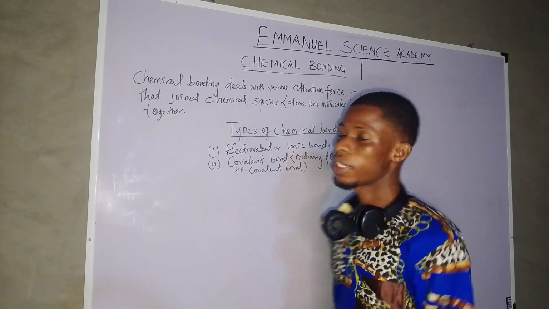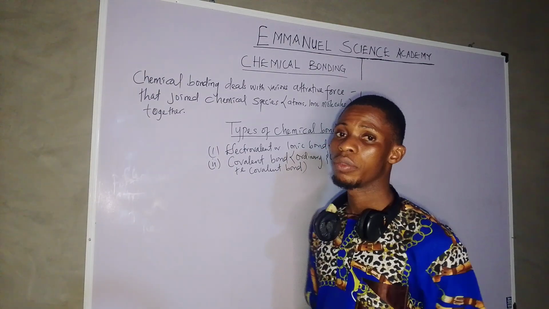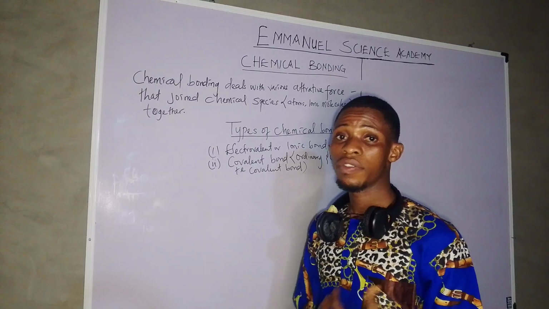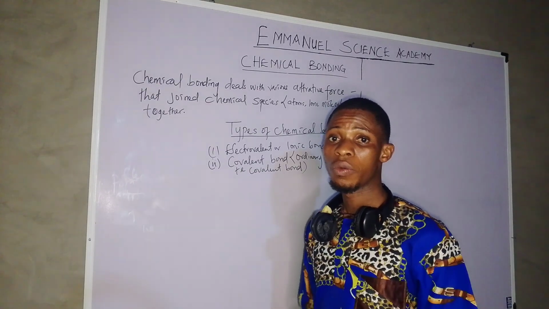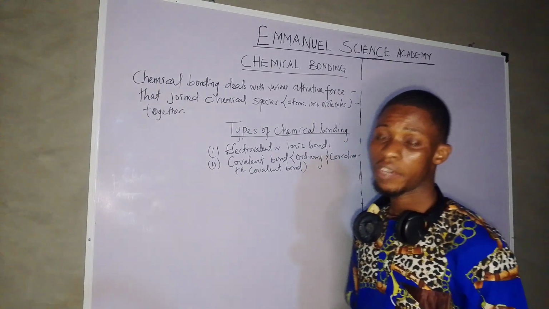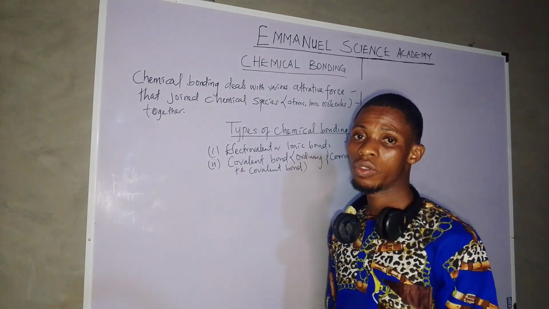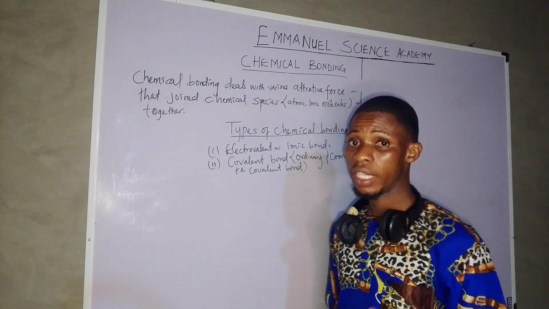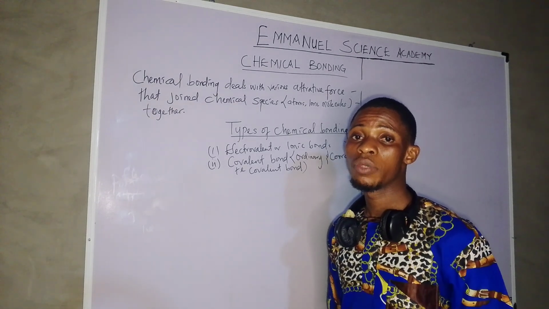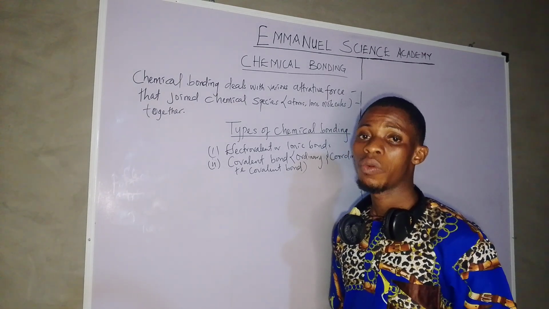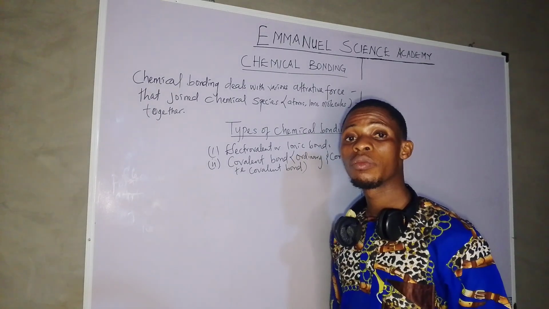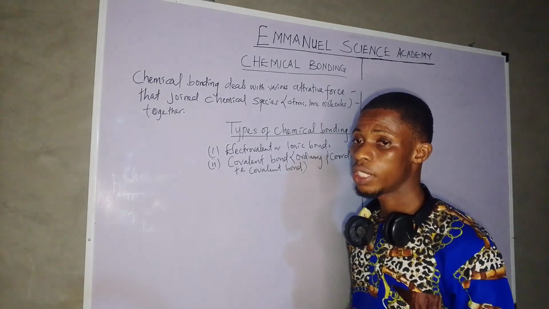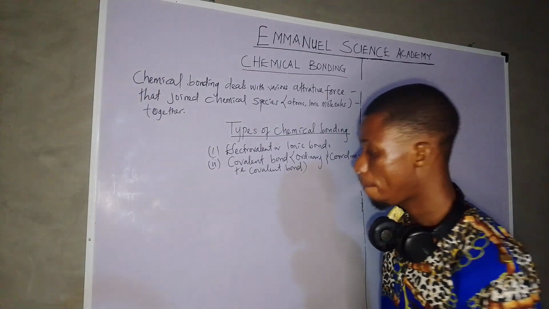So, what is an electrovalent or ionic bond? An electrovalent bond is the transfer of electron from what? From a less electronegative atom to a more electronegative atom. When they say an atom is less electronegative, that means the atom is what? A metal. When they say an atom is more electronegative, that means the atom is a non-metal.